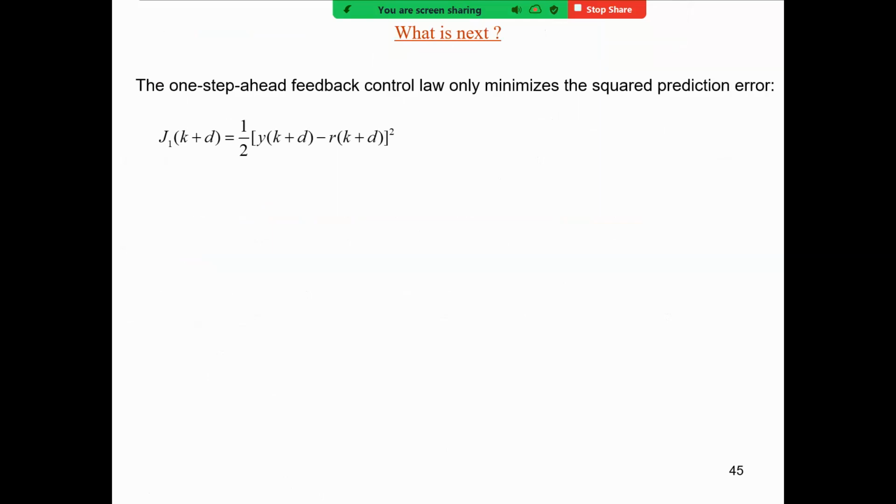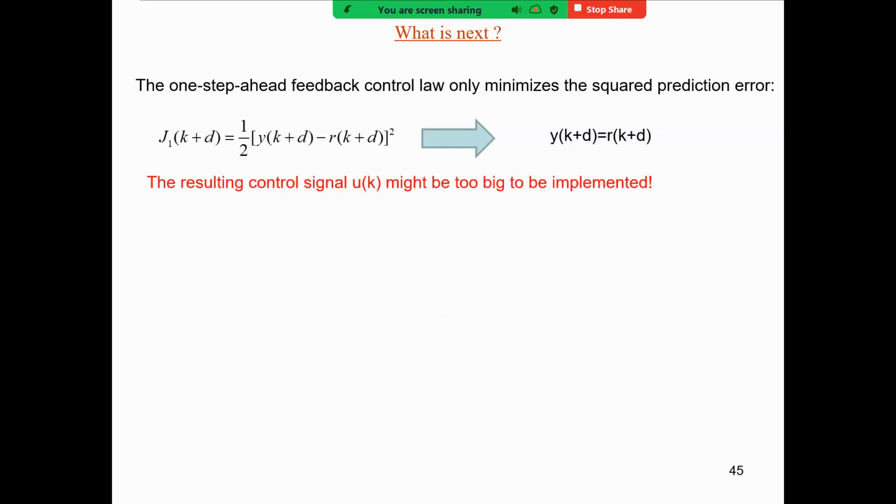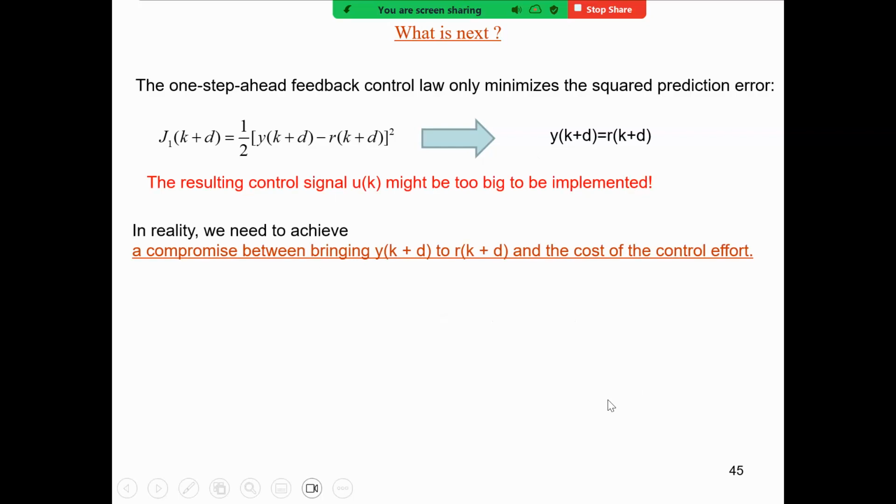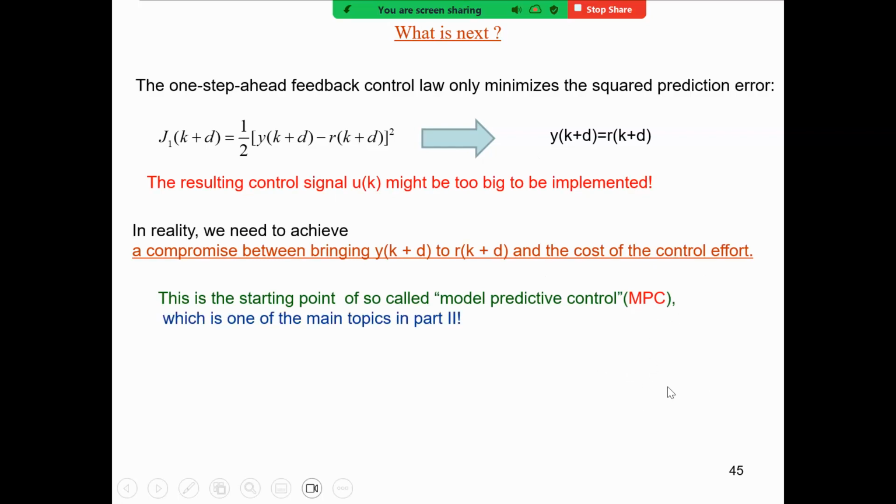Okay, so let's talk about what you are going to learn in part two. We know that the step ahead feedback control only minimizes this cost function, the prediction error. You only focus on how to make the output follow the desired output, but you forget about the expense or the cost of the control signal. In reality, we have to achieve a balance between bringing the output to the desired one and the cost of the control effort. This is the motivation behind model predictive control. That is one of the main topics in part two. You're going to spend 3 weeks on that.